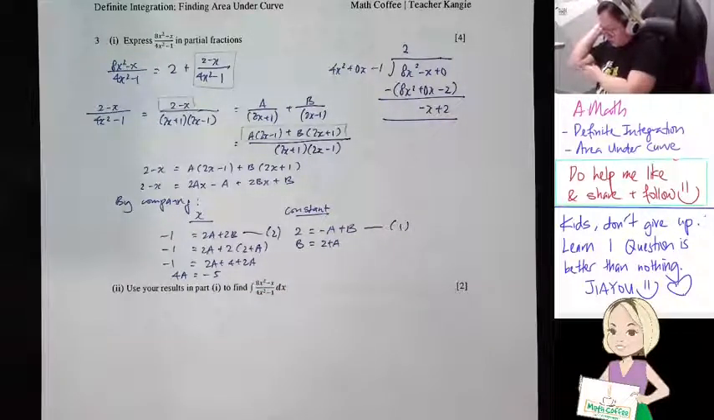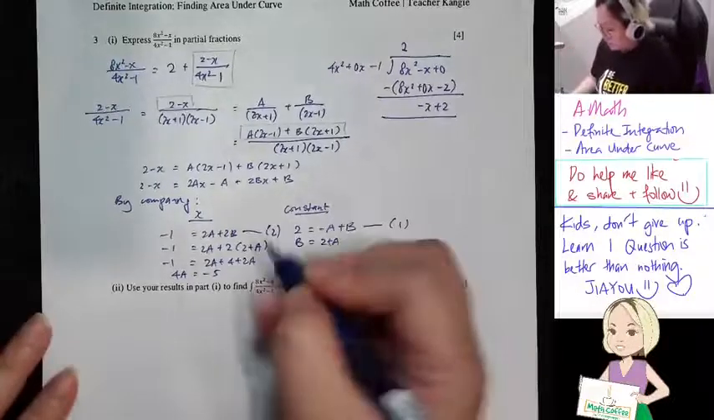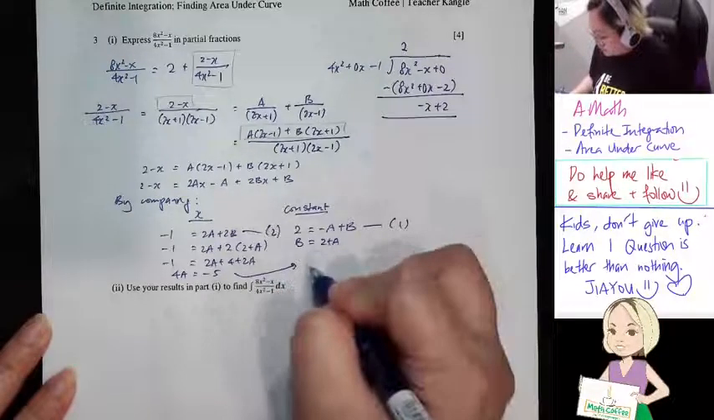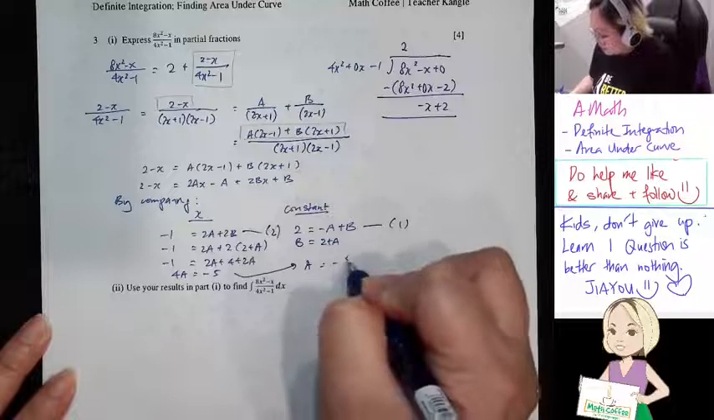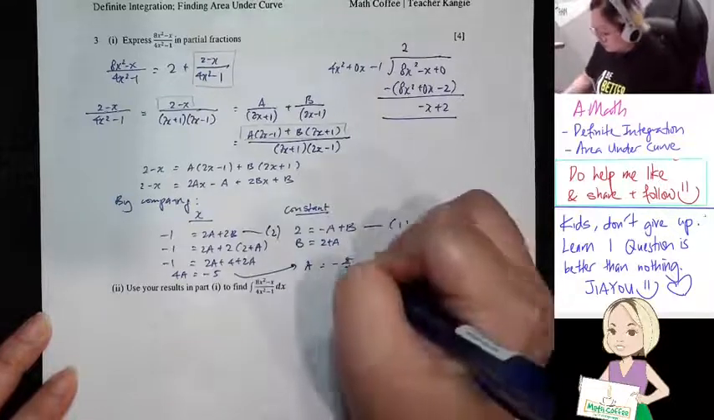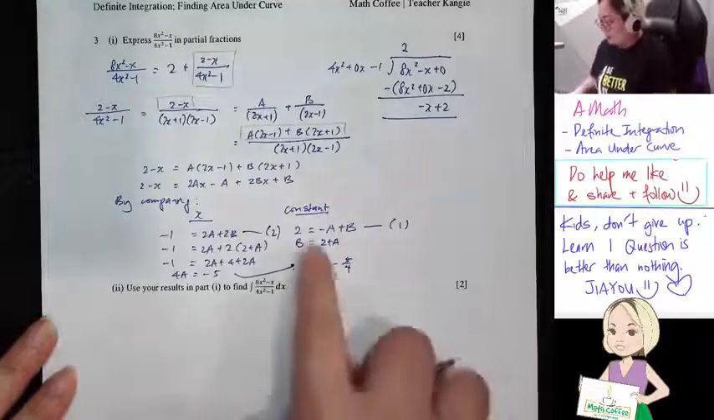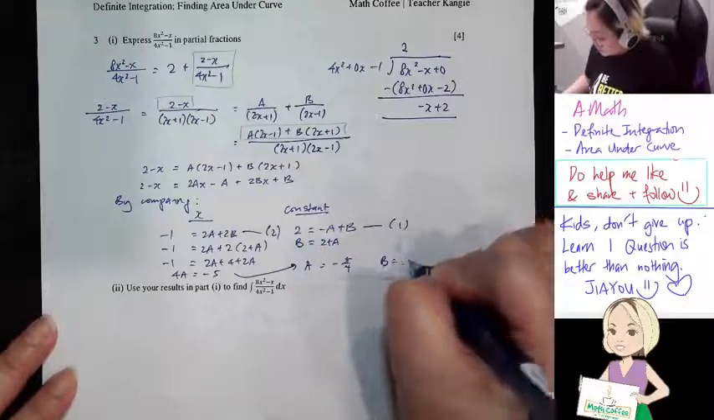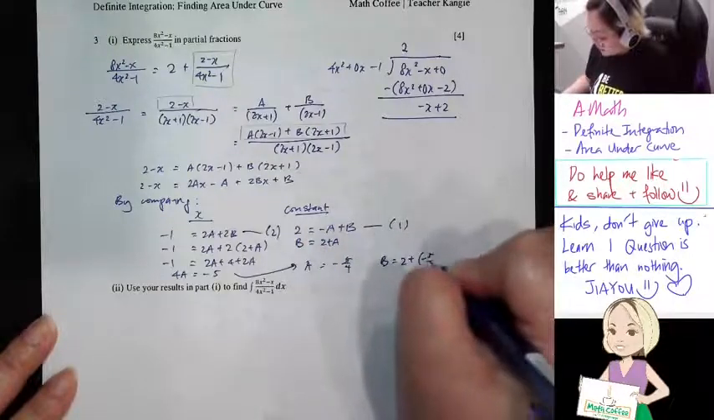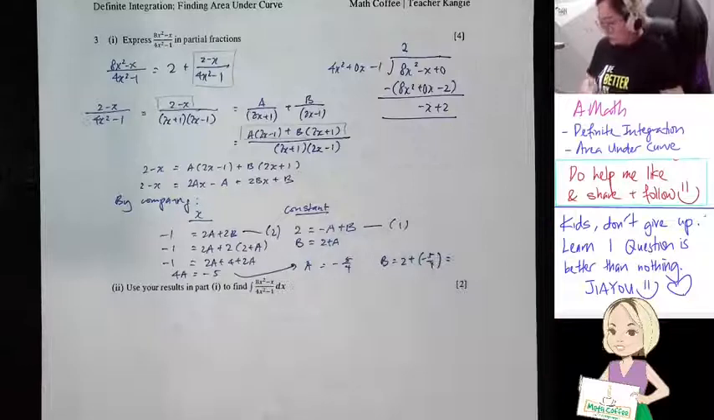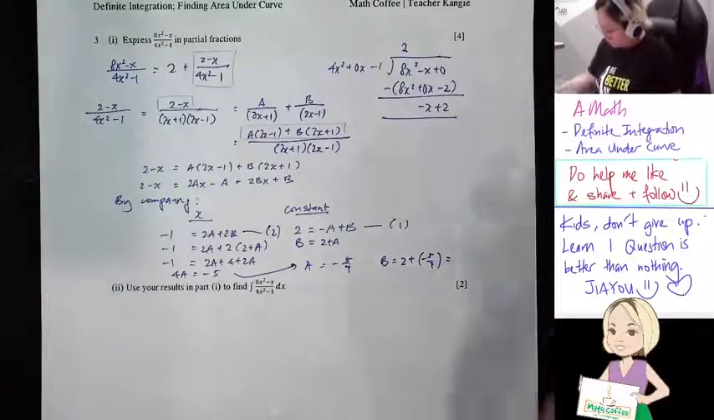Minus 5 over 4, correct. So in the end, it's a very ugly a, no choice. A is equal to minus 5 over 4. And my b is equal to 2 plus negative 5 over 4, which I press on the calculator, 2 minus 5 over 4, I get 3/4.